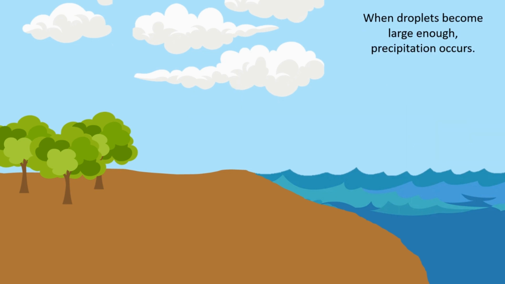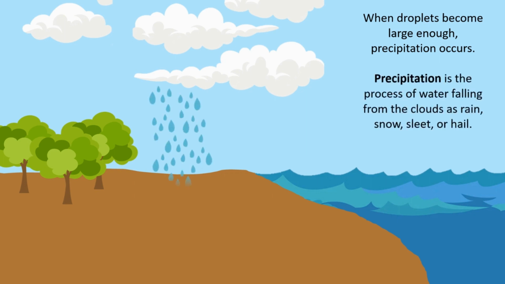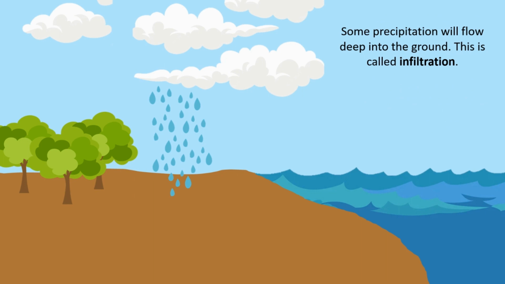Eventually, when the droplets become large enough, they can no longer remain aloft in the atmosphere, and gravity pulls them back down to Earth's surface. This phenomenon is called precipitation, the process of water falling from the clouds as rain, snow, sleet, or hail. So now that the water has returned to the surface of the Earth, what happens to it next? Well, some of that precipitation will flow deep into the ground. This process of deep water absorption is called infiltration.